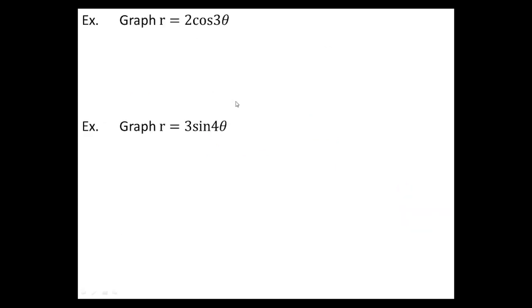So here are 2 examples. Why don't you give these a try on your own? Hit play when you're ready.